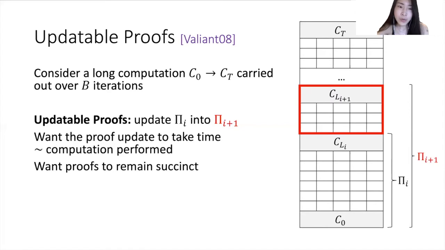And secondly, we also want the proofs to remain succinct. So the size of the proof should not grow with the number of iterations B. A potential solution would be to have the prover simply perform the next block of the computation and append a fresh proof just for the part that he performed. But of course, then the proof would grow with the number of updates. So today we'll see how to get updatable proofs with both the efficiency and the succinctness properties.